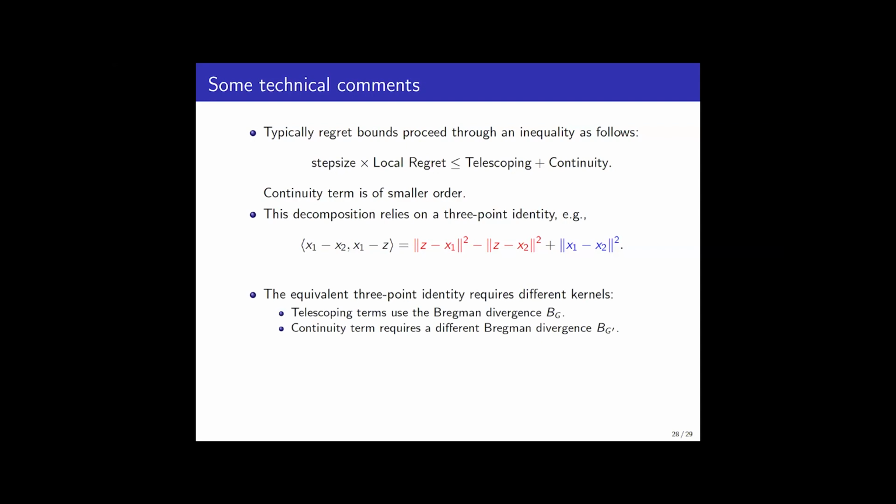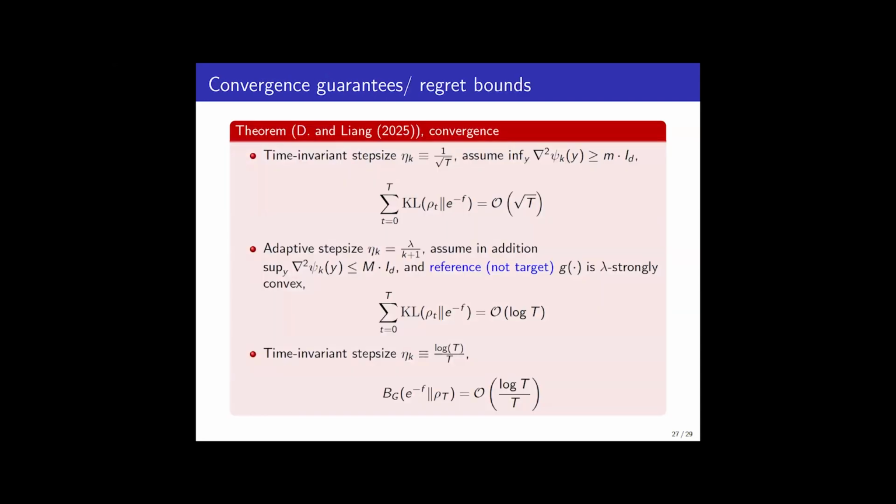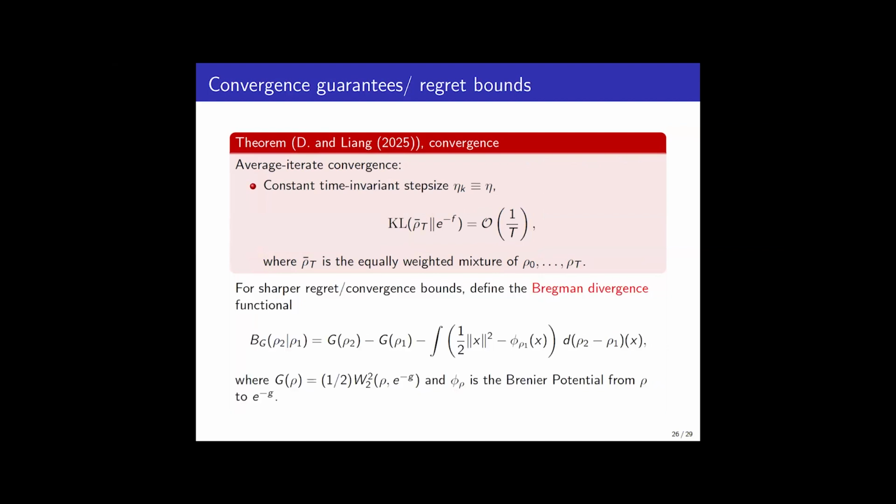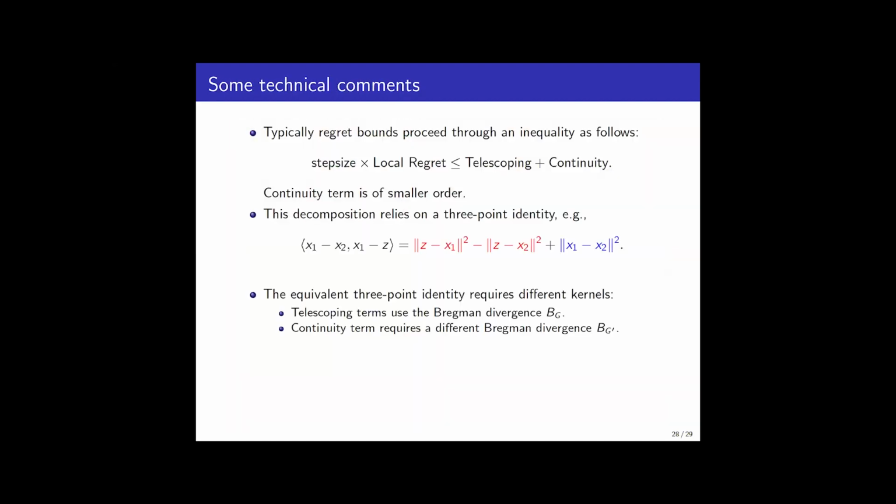But in the analysis that we had to do in the previous one, the telescoping part and the continuity part correspond to two different Bregman divergences, in the sense that one is a Bregman divergence associated with this Wasserstein distance function that I showed here, and the continuity part involves a different Bregman divergence with respect to a different function g prime. So this is a bit of a geometric difference that is happening here, and beyond the algebraic part, we actually don't have any understanding of why this little geometric difference is arising.